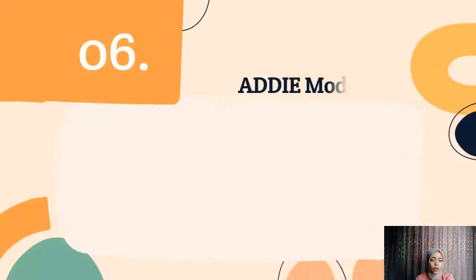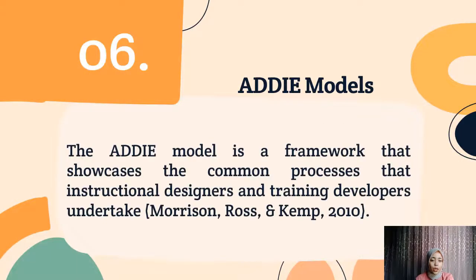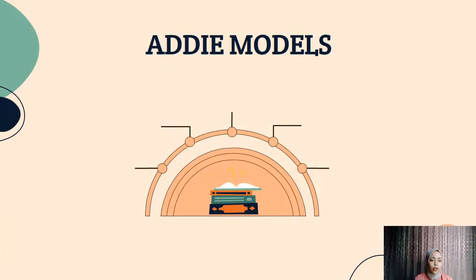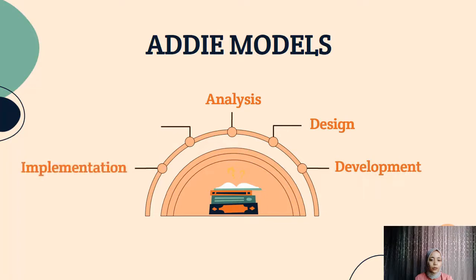Number 6, ADDIE model. The ADDIE model is a framework that showcases the common process that instructional designers and training developers undertake. ADDIE model: analysis, design, development, implementation, and evaluation.